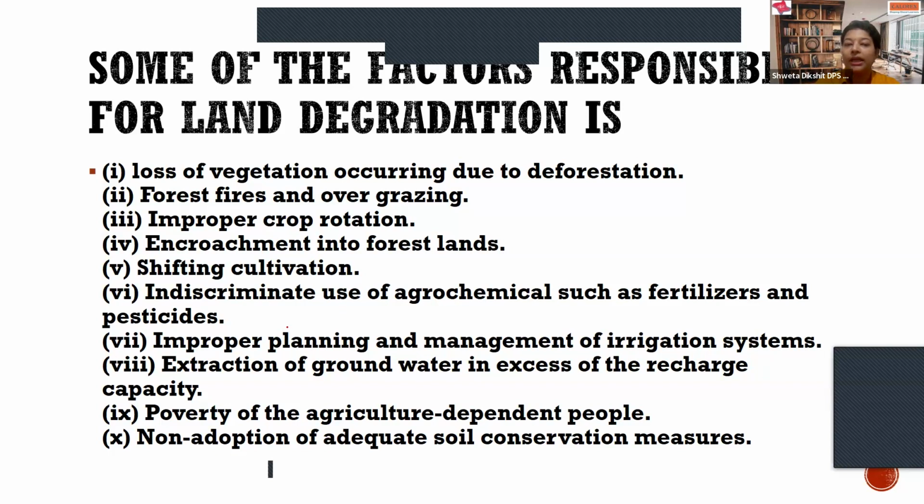crop rotation, encroachment into forest land, shifting cultivation, indiscriminate use of agrochemicals such as fertilizers and pesticides, and many more things that harm the land, as well as improper planning and management of irrigation systems. See, overuse of water is damaging the land both ways, underground and overground. The extraction of groundwater is also a concern for the recharge capacity of the earth. And the last two points: poverty of the agriculture-dependent people, and non-adoption of adequate soil conservation measures.